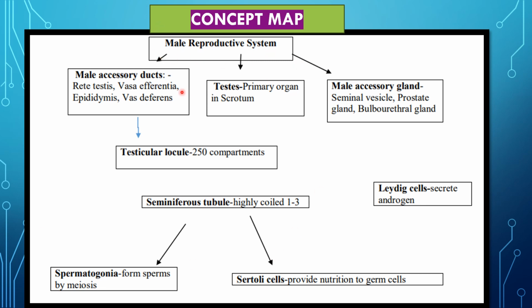So the male reproductive system has the male accessory ducts, the testes and male accessory glands. So three different structures are present. So what are the male accessory ducts? The rete testis, vasa efferentia, epididymis, vas deferens. These are the four different kinds of ducts.